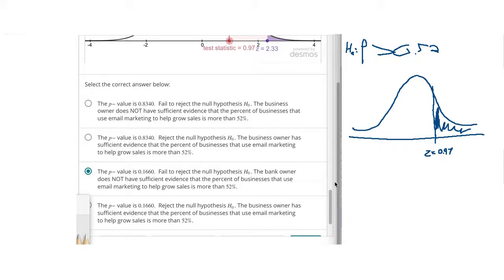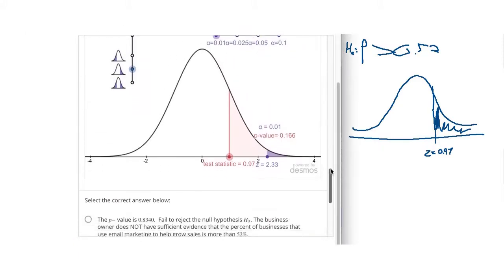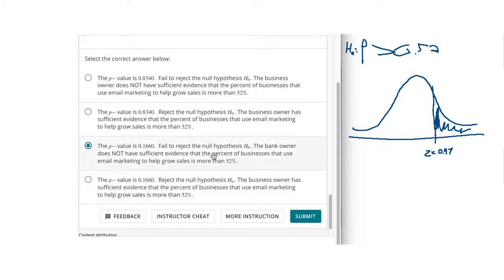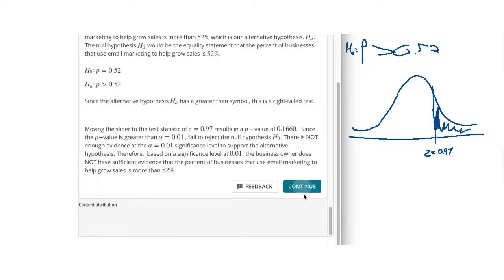Our p-value is high compared to the alpha they gave us. That's what you always want to compare it to. So since it's high, we fail to reject the null hypothesis. Okay, I think that's it for that question.